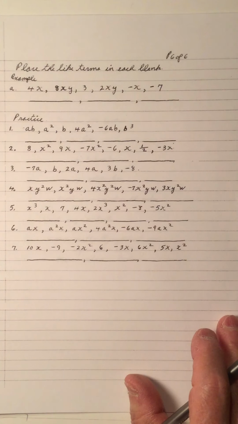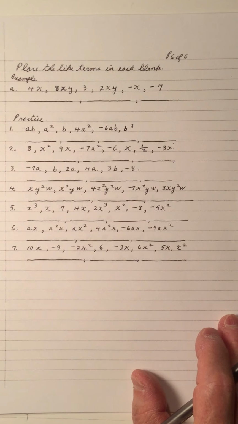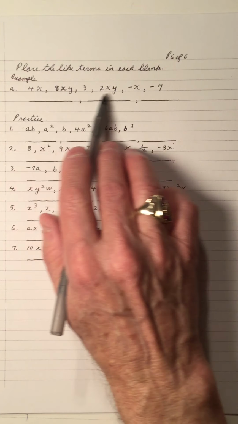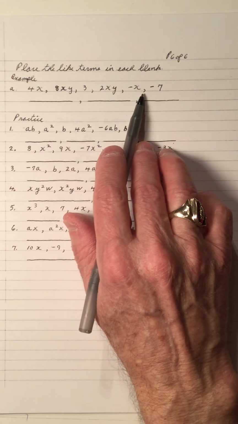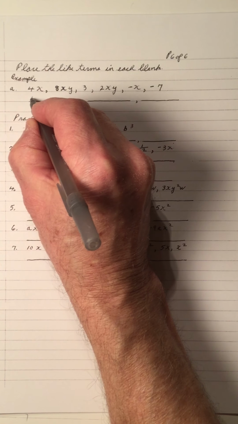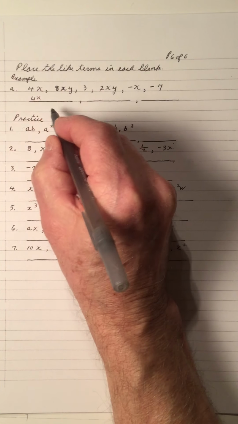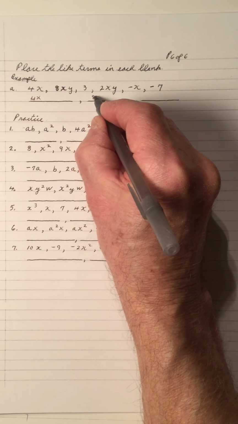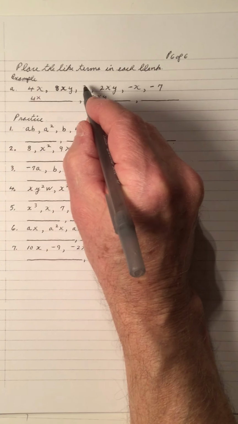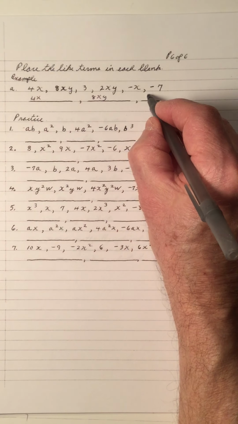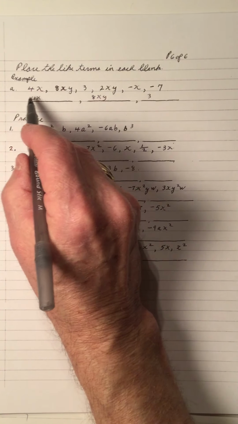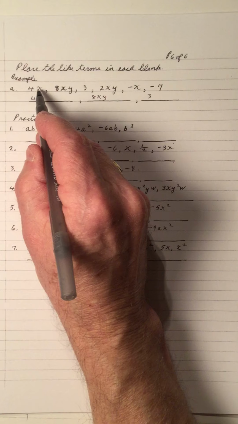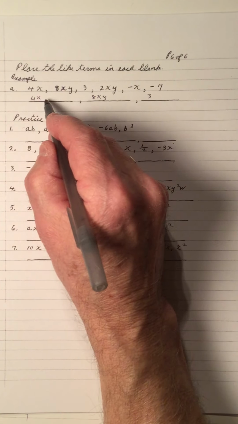Okay, here we go. Place the like terms in the blanks. So when I look at this, the like terms, let's take the first one. I have a 4x, so let's write that right there. Is 8xy like that one? No, because it has a y. Is 3 like those two? No, so I'll put it over here. So as I start out from left to right, if I find one, I write it down. If I find another one like it, I write it in the same blank.